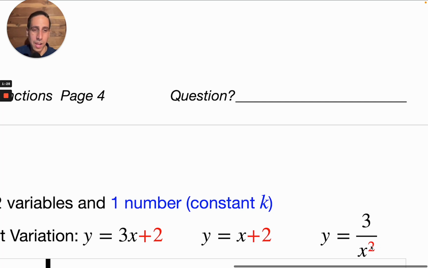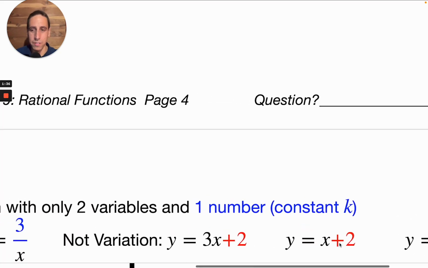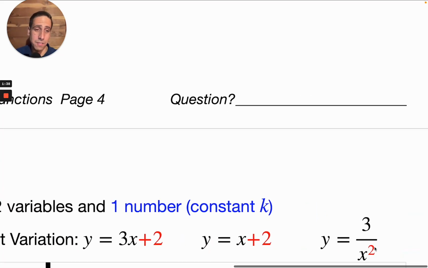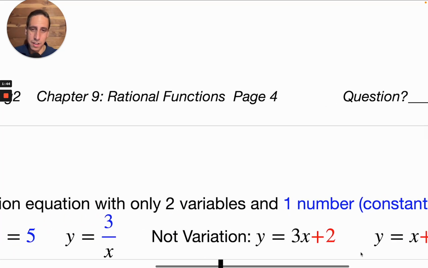And here you've got y equals 3 over x squared. Anything more complicated than just y and x is not considered variation. This exponent of 2 discounts it from being direct variation. It's a separate kind of variation called inverse square variation, but it's not the kind of variation that we're talking about today.